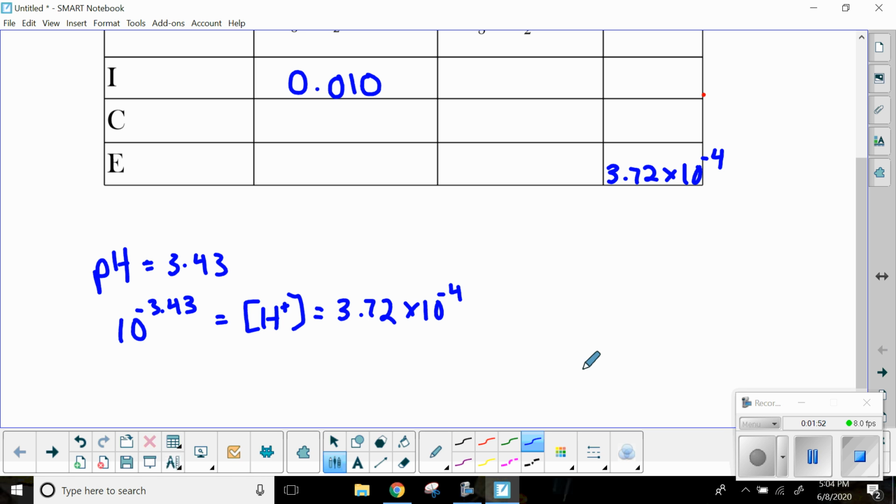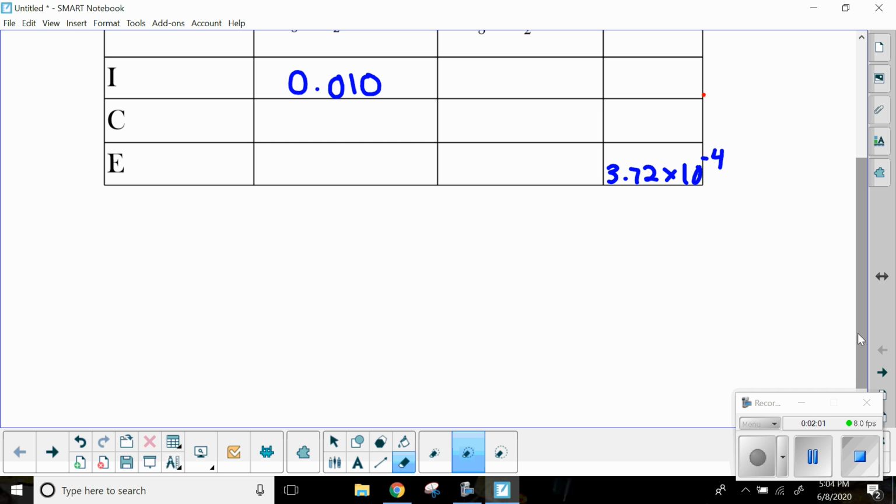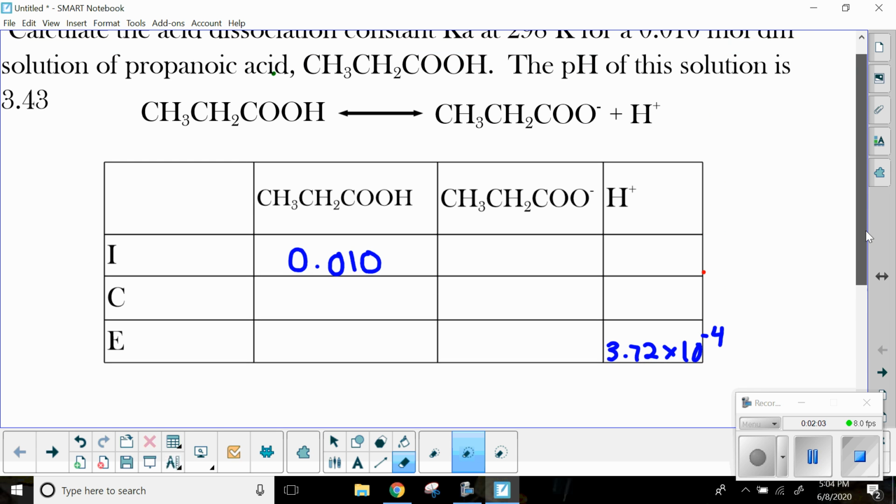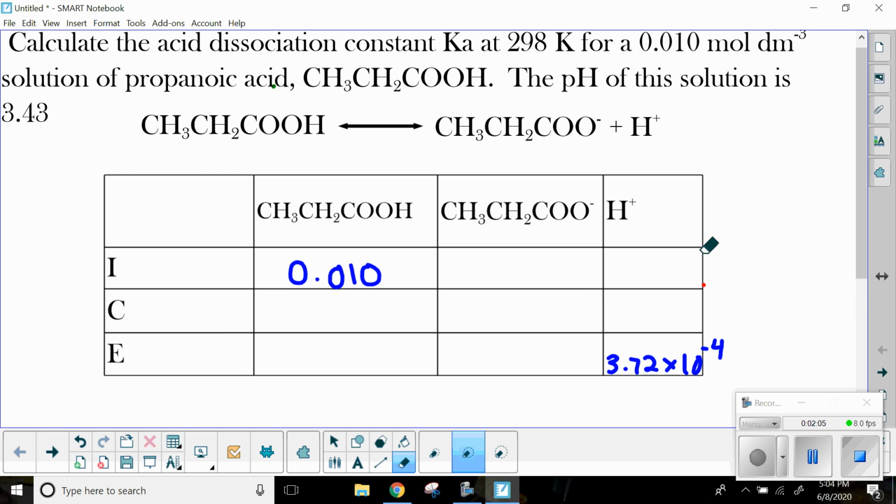So this is the information that I have currently. I'm going to erase this pH business because I need the room. And I also can figure out some other things because I know that equilibrium must shift to the right, because when I throw the propanoic acid into water, I have to break it up into its ions. So with that being said, before I do that, I have no propanoate. I have no hydrogen ions.